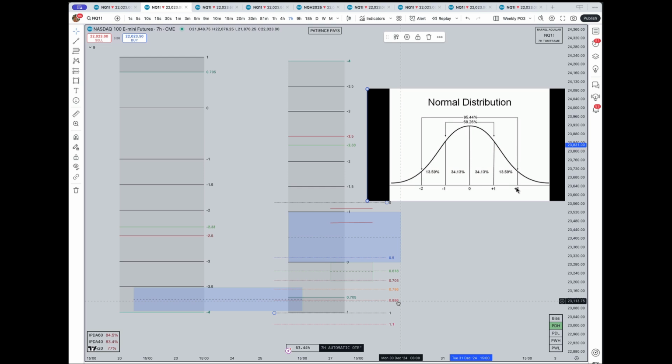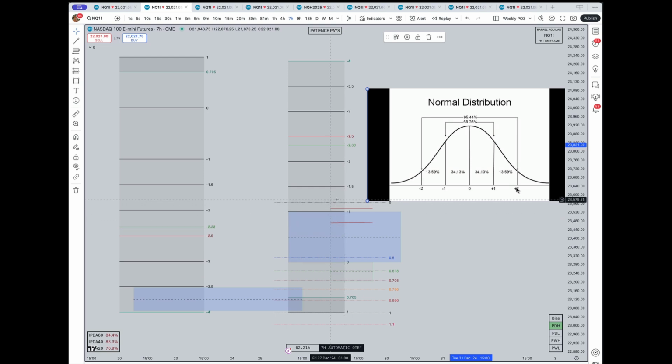I trade a prop firm's 50K account, so basically I have a $2,000 loss limit. If I want to trade 3, 4, or sometimes 5 minis with a $2,000 account, my stop cannot be more than 10 points. To get a 10-point stop loss, I have to enter around here. If the price is here, I have to wait.